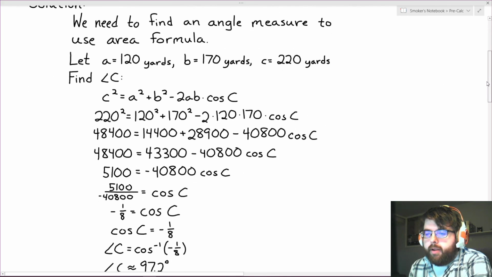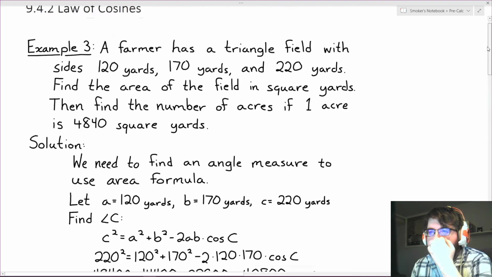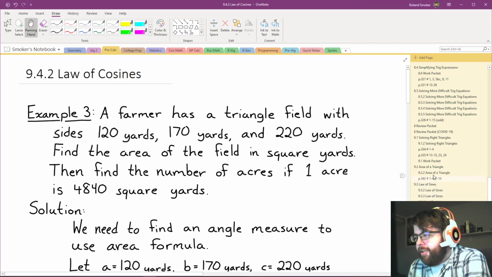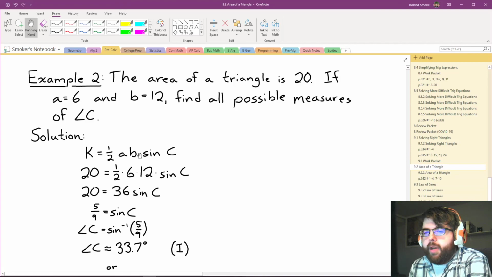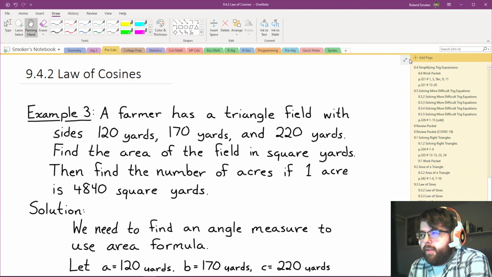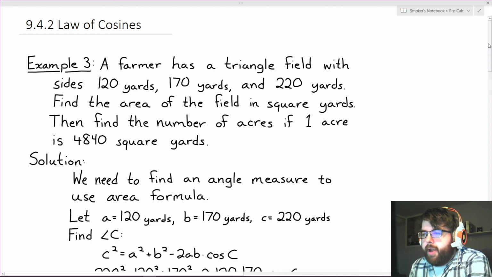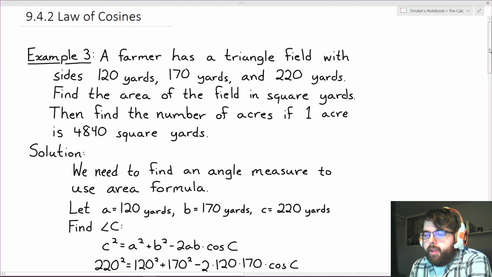Sorry, I was struggling with why we need an angle. If we want to use the area formula that we were given earlier in this chapter, we need an angle, right? So let's go through this. Let's find angle C. Why angle C? It's across from the longest side. Angle C is opposite the longest side. So that's why I'm choosing to do that. With law of cosines, we want to use the angle across from the longest side. With law of sines, we do not.